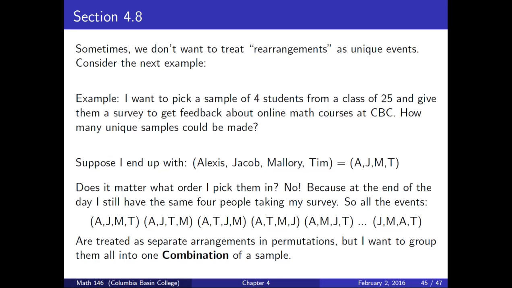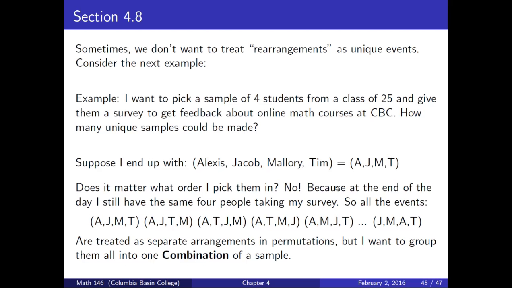Now, suppose though we don't want to treat our rearrangements as unique. So in this example, imagine that I want to take a sample of 4 students from a class that has 25 in it and give them a survey. They're going to give me feedback. Now, how many unique samples could be made? Let's suppose I take a sample and I end up with maybe Alexis, Jacob, Mallory, and Tim. So that's, say, A, J, M, T.